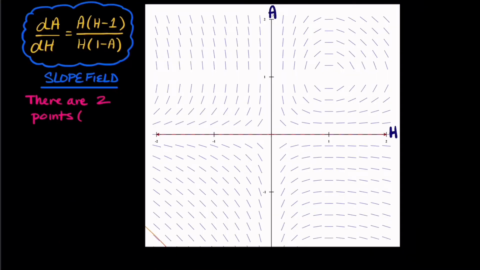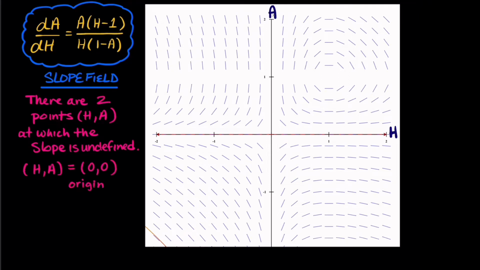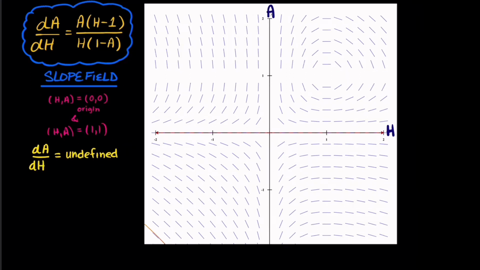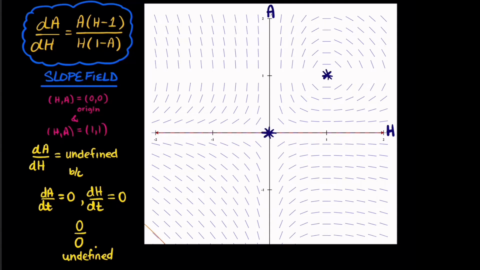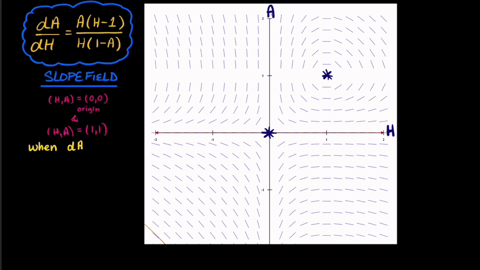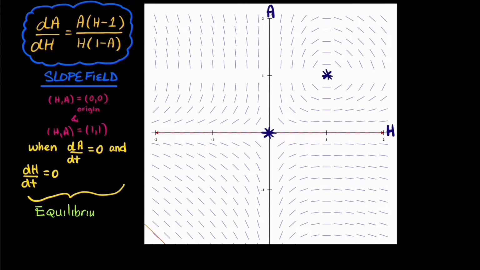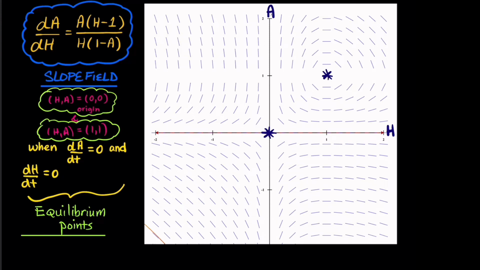Now, when we look at the slope field, we can see some definite flow patterns, and we see that there are 2 points on the graph for which the slope field is undefined, for which there is no slope. Those 2 points would be at (0, 0), the origin, and at the point (H, A) equals (1, 1). To say that the slope is undefined is to say that both dA/dt and dH/dt are 0, giving us 0 divided by 0, an undefined quantity. And this happens at only 2 points in our slope field. When this happens, we get what we are calling equilibrium points, points at which the two populations do not change or remain constant.